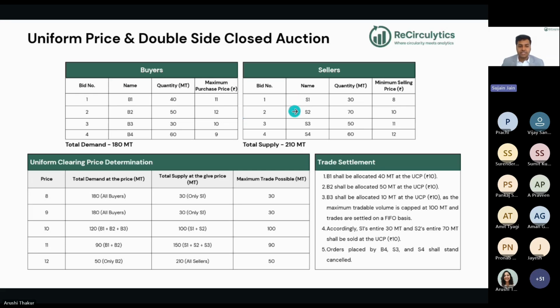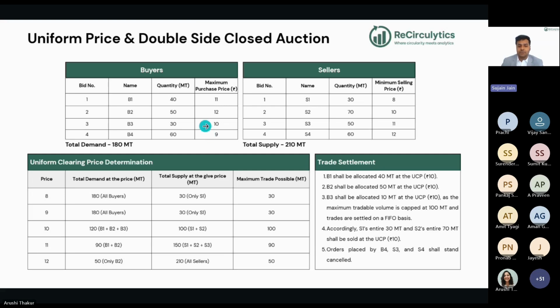When you come to 10 rupees, there are only S1, B1, B2 and B3 who are willing to buy at the price, because B4 has placed the maximum price as 9 rupees. So he will not be ready to pay 10 rupees, and he will be eliminated from the calculation at 10 rupees. So at 10 rupees, we have a demand of 120 tons.